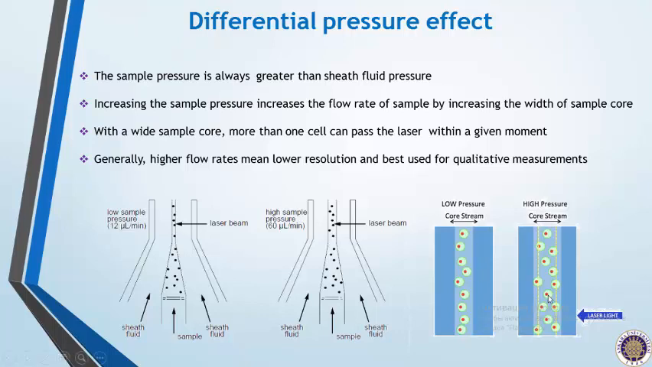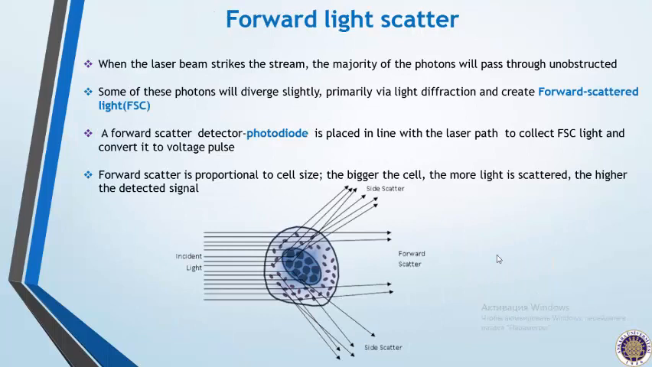Now, the second figure also shows that increasing the sample pressure increases the core stream diameter, which means that more than one cell passes through the laser light at one time point. So what happens when the laser beam actually strikes the cell? When it happens, the majority of the photons will travel unobstructed through the cell. Some of those photons will diverge slightly, primarily via light diffraction, and create forward scattered light. Forward scattered light will form the majority of those photons interacting with the cell.